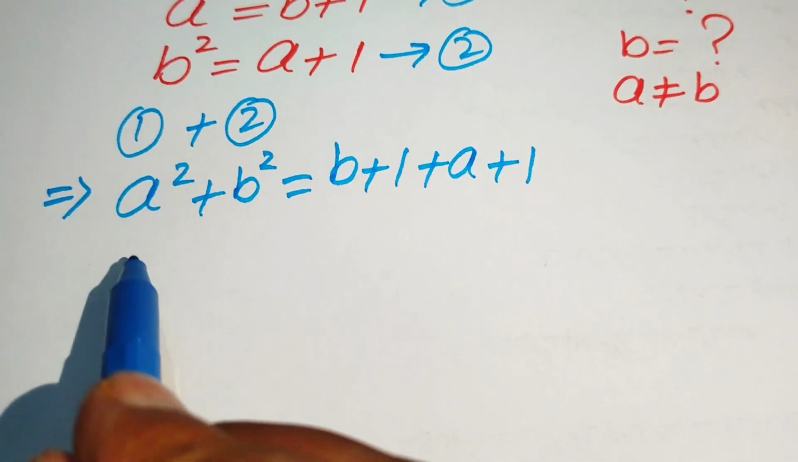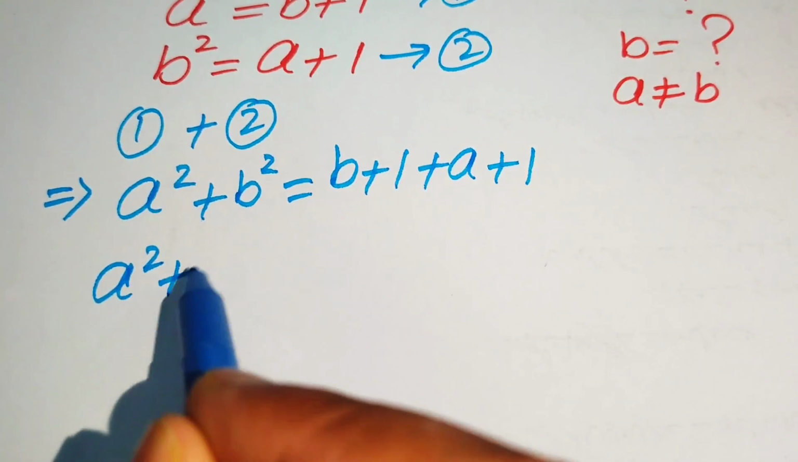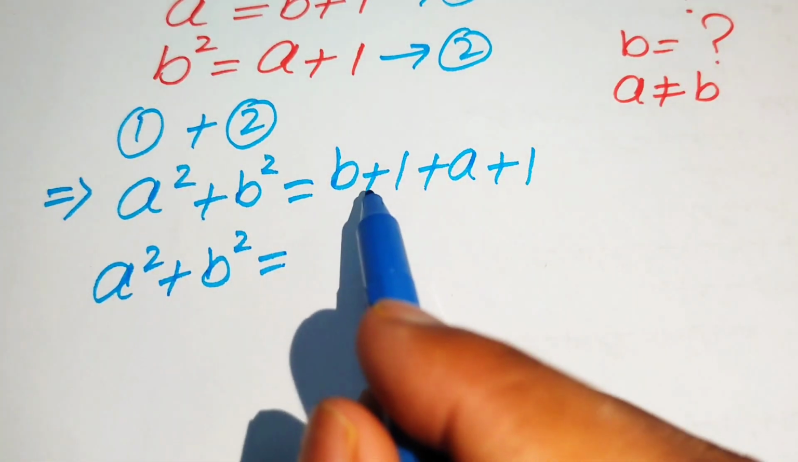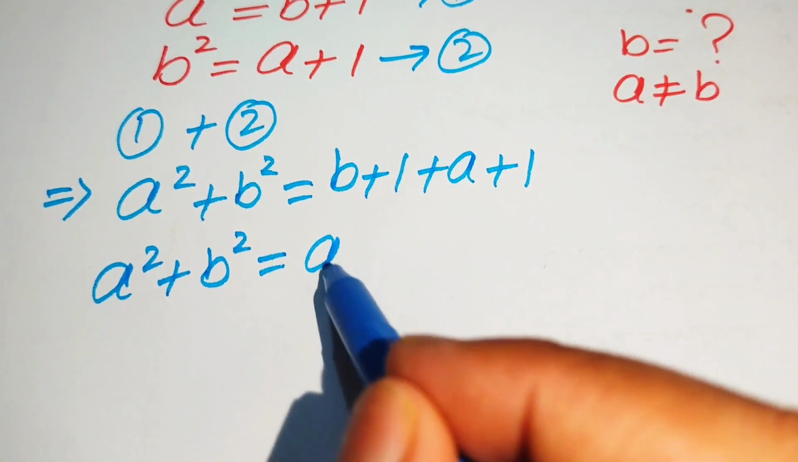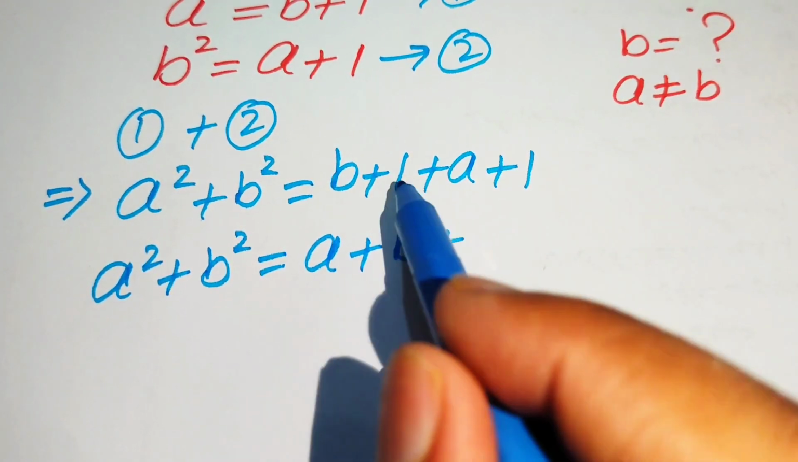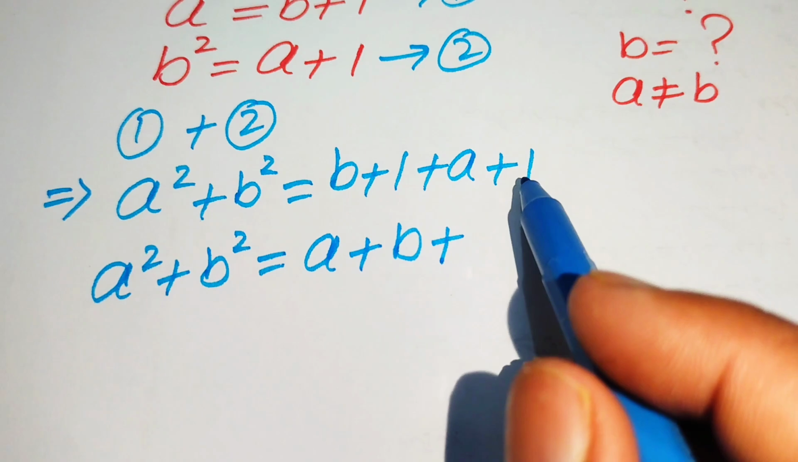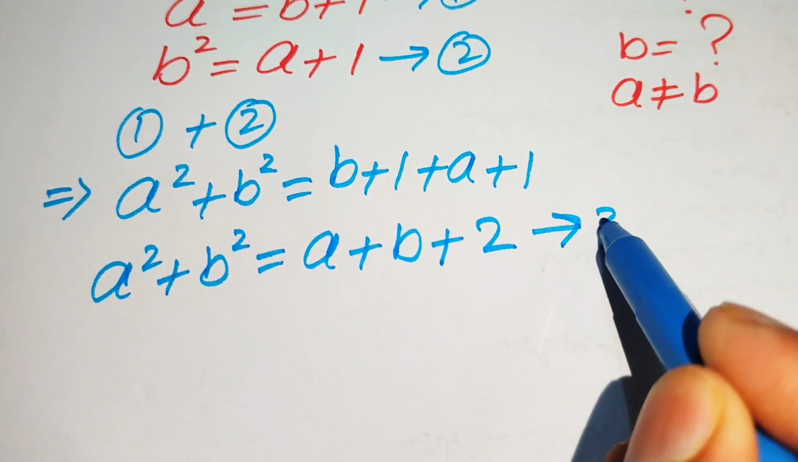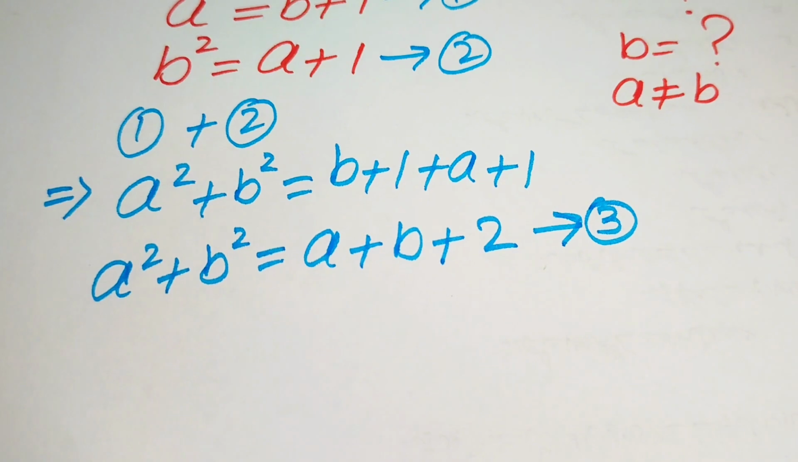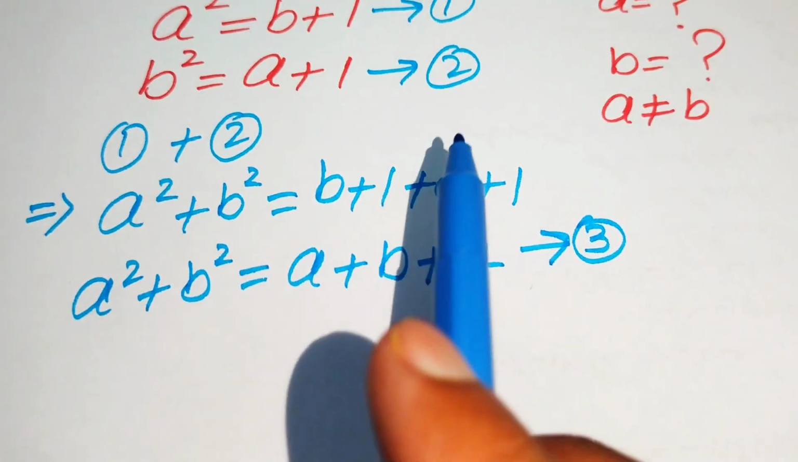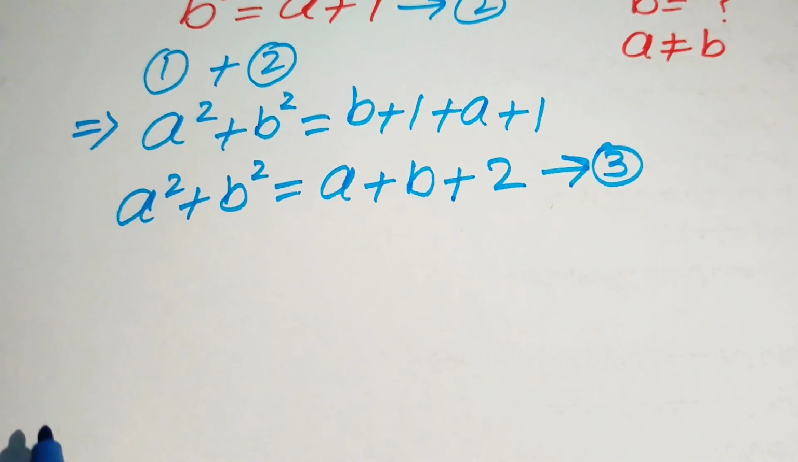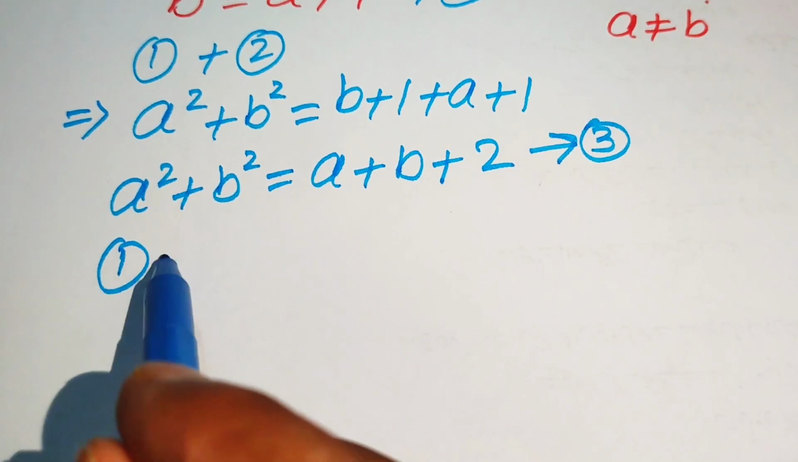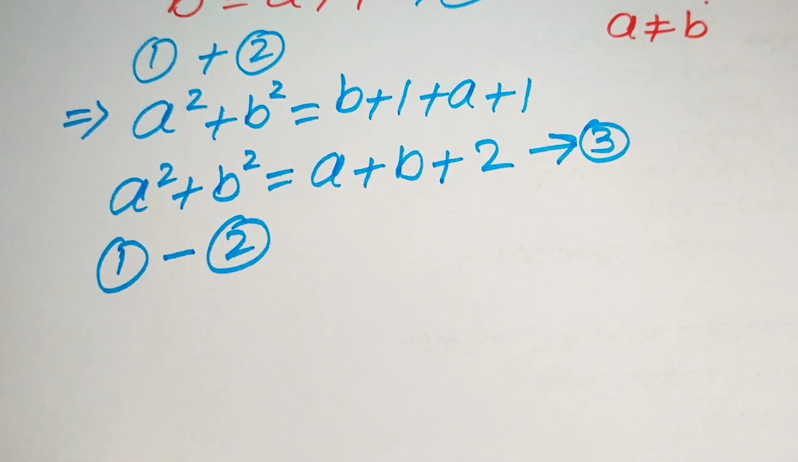Here we need a little bit of simplification, and we have a² + b² equals b + a, or we write it as a + b, and 1 + 1 is equal to 2. So we call this equation number 3. And now in the next step, after adding equation 1 and equation 2, we subtract equation number 1 and equation number 2.